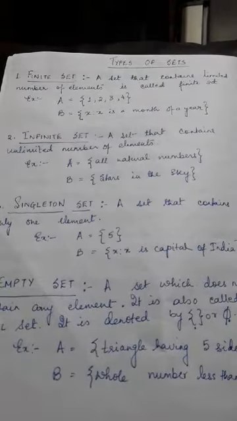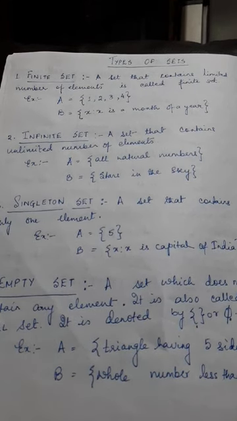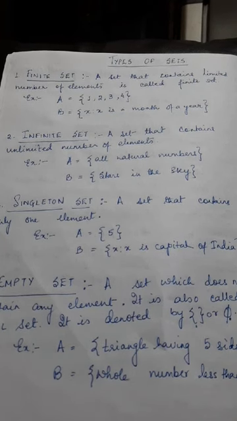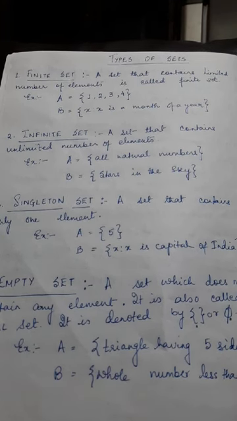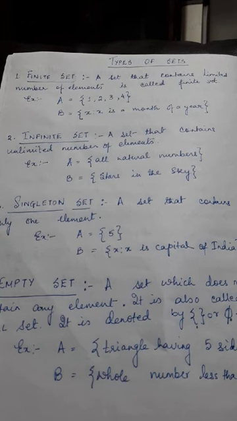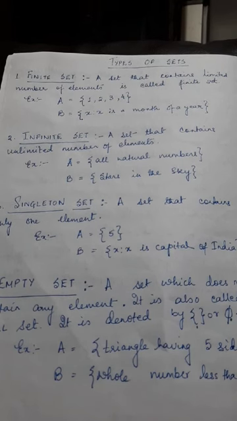Next, moving on to the types of sets. There are certain types of sets like finite set. Finite set means, as the name suggests, the members are countable. Infinite set means the members are uncountable, like the stars in the sky. So they are uncountable, so that's an infinite set. Singleton set, as the name suggests, a set having a single member is called a singleton set.